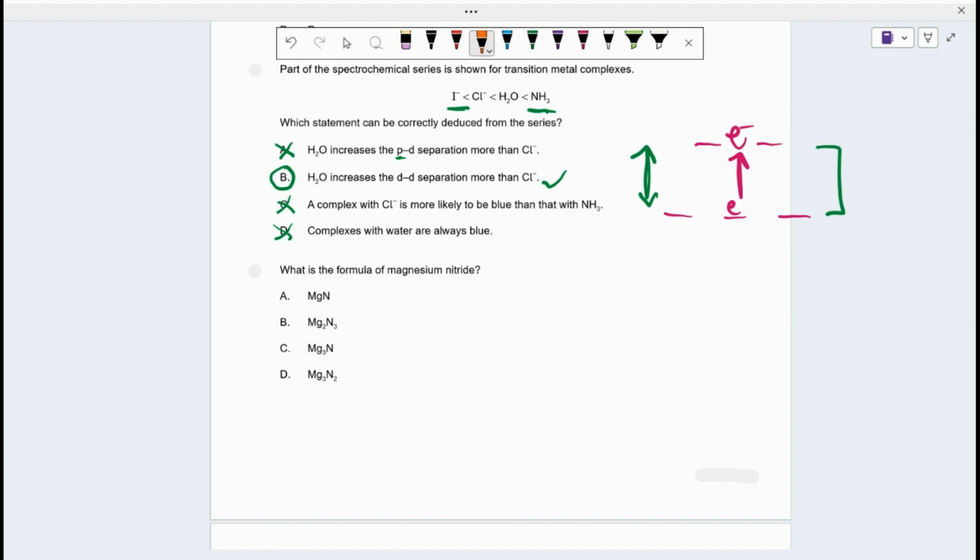Next question, what is the formula of magnesium nitride? Well, magnesium has a charge of 2+, nitride will be 3-, that's right. So we just put the charge on the opposite atom, so we get Mg3N2, and that will be D.